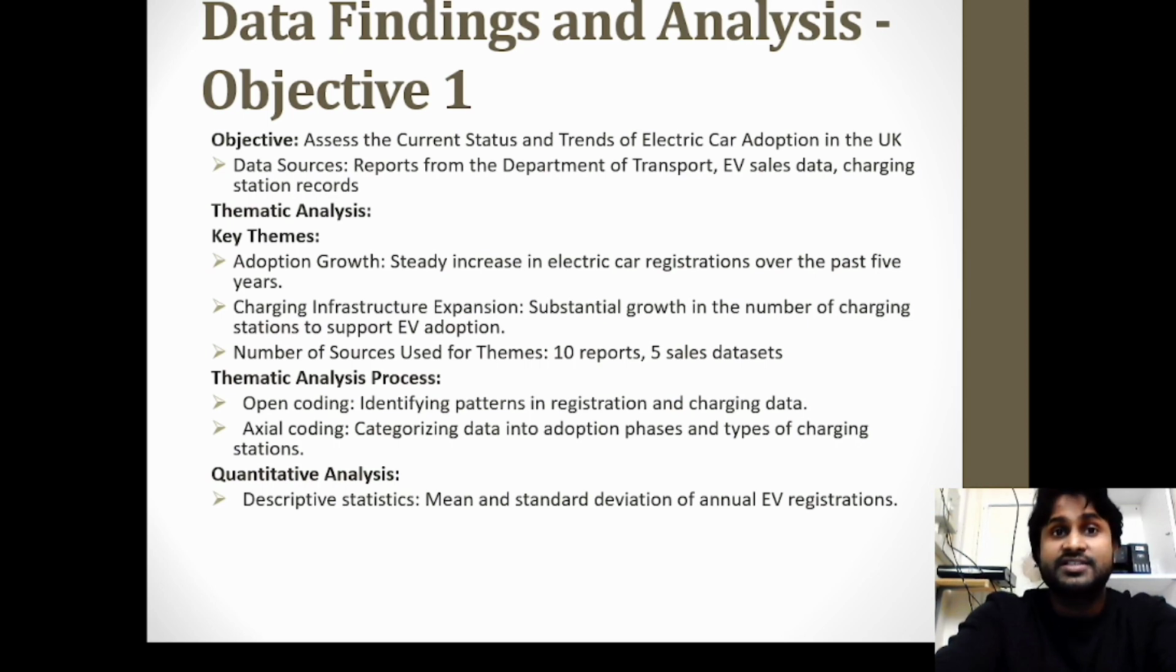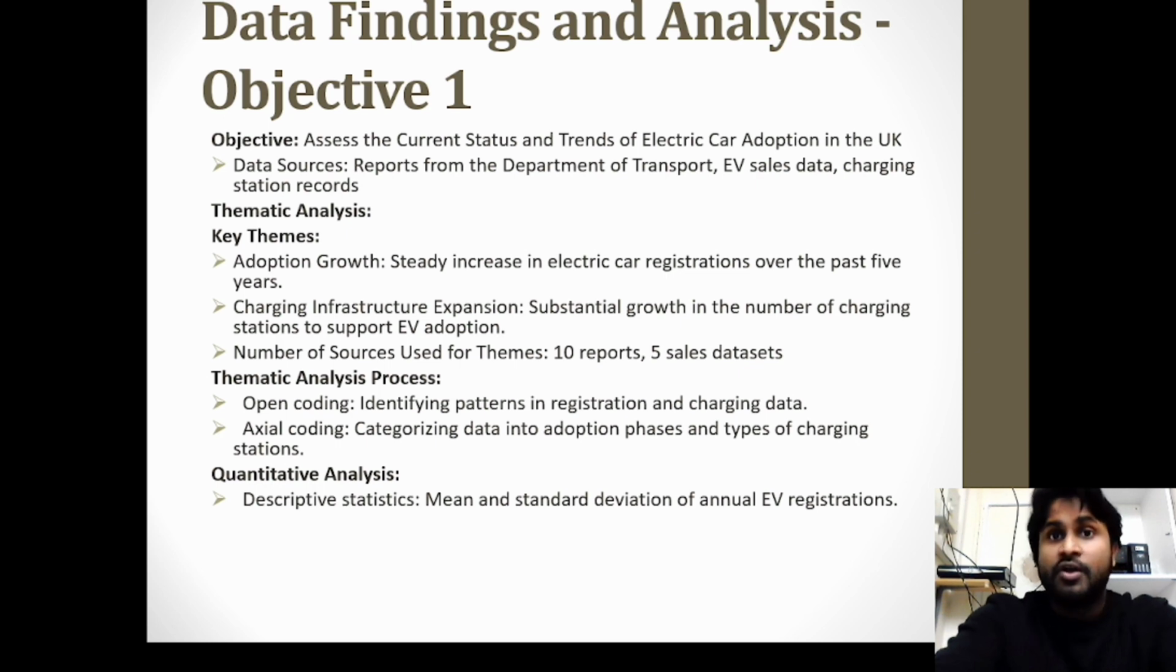In this section I will discuss the findings and analysis related to the first research objective. This objective focuses on assessing the current status and the trends of electric car adoption in the UK. The data sources for this objective include reports from the Department for Transport, electric vehicle sales data, and charging station records as well. Thematic analysis is one of the key themes that emerged from the analysis in the study: an increase in electric car registrations over the past five years.